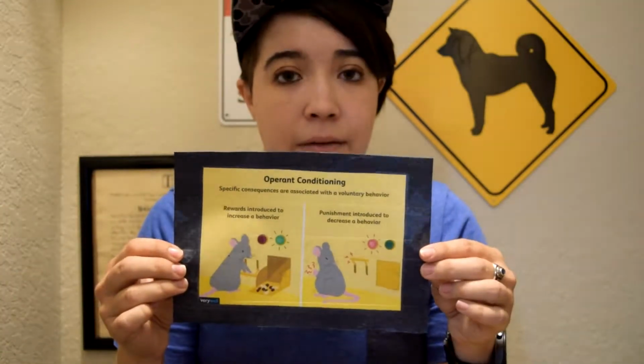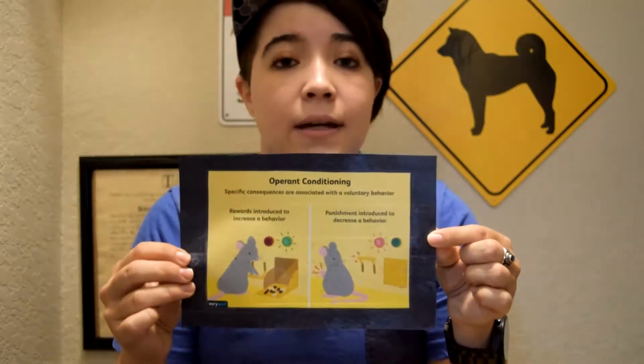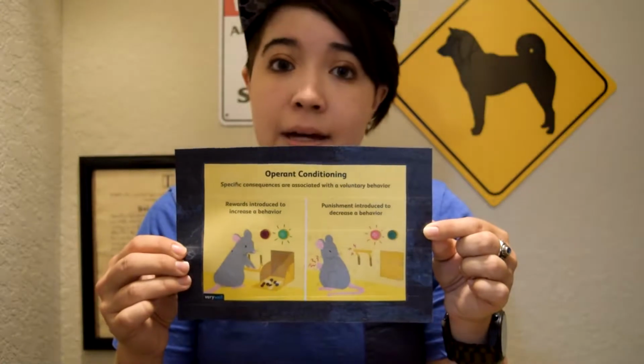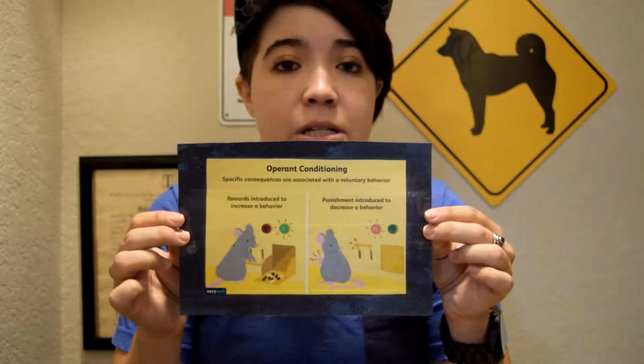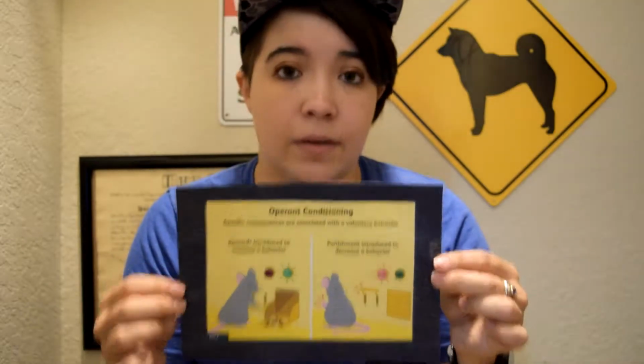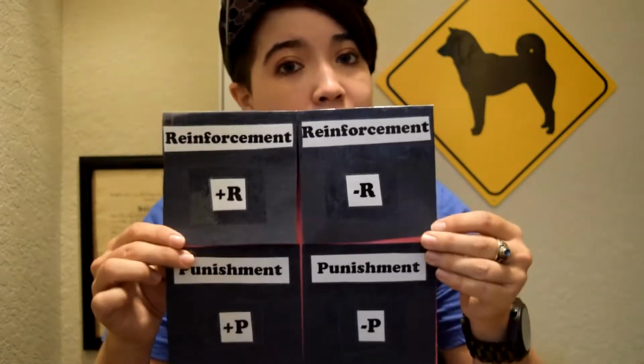Or you would punish the behavior, hence here, the little rat touches the lever, gets electrocuted or zapped, and decreases the behavior. Decreases the likelihood that it will come back again. Consequences in operant conditioning can be both good and bad, as a way to increase or decrease a behavior. Both classical and operant conditioning are used when training an animal. Which leads us to the 4 quadrants of learning.